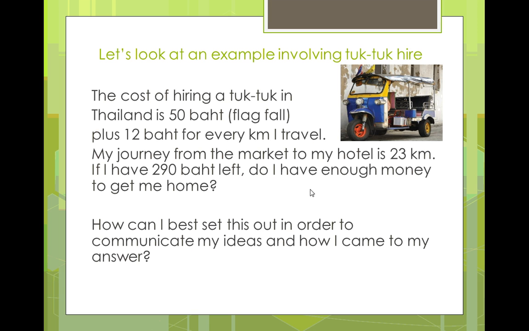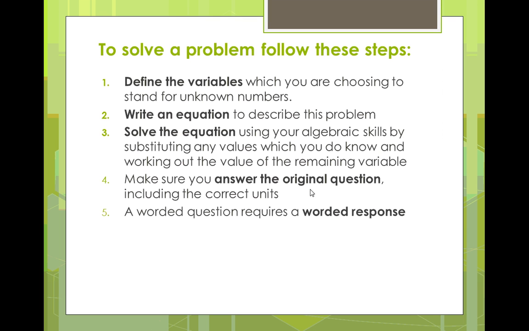Now we're going to be looking at how we can best set this out so that we can communicate our ideas and show how we came up with an answer. Okay, so for all of the problems you're going to be looking at of this variety, we're going to follow these same 5 steps. Firstly, we're going to define the variables, and that means that I'm going to choose some letters which represent the things in my problem which could possibly be changing. So in our tuk-tuk problem, it could be the cost that's varying, and it could be the number of kilometres I travel that varies. Secondly, we're going to have a go at writing an equation that describes this problem.